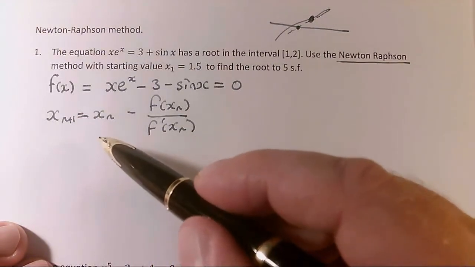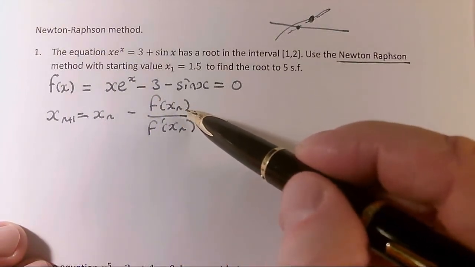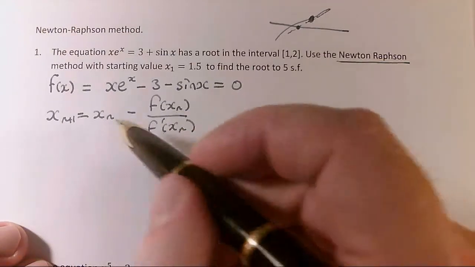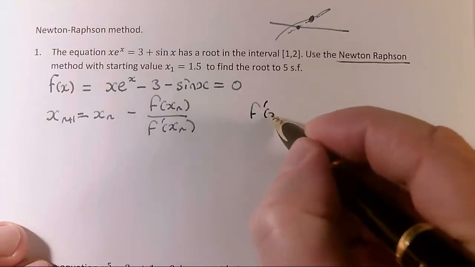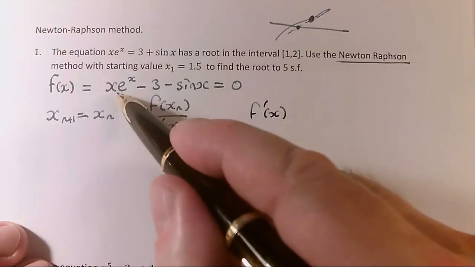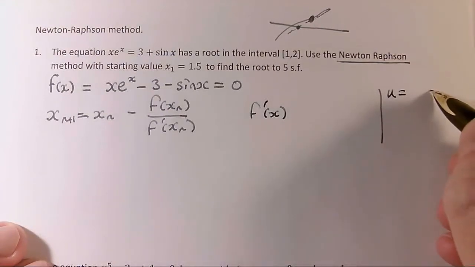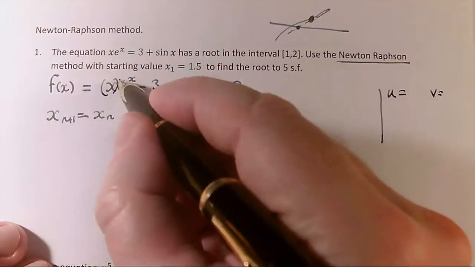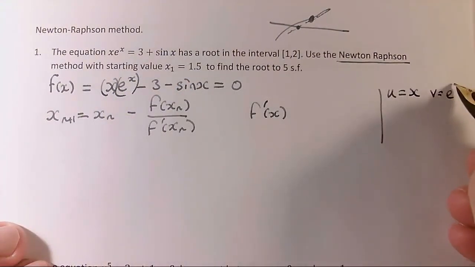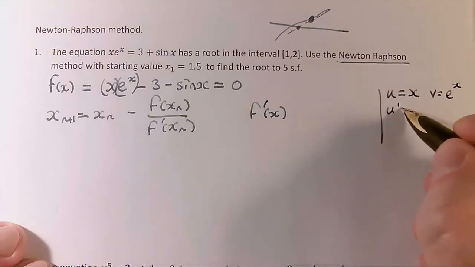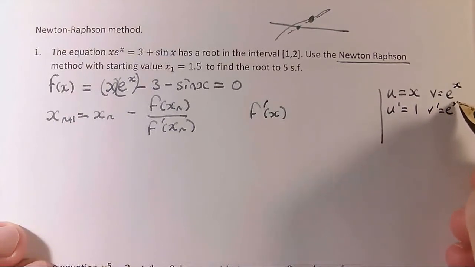So I've got x, that's not going to be a problem. I've got f of x, or f of x n, that's not going to be a problem. F dashed I need to work out. So I've got f of x is this thing here. So f dashed of x, I just differentiate what I see. Oh, x e to the x is going to require a product rule. So I've got a u equals and a v equals, because it's an x times an e to the x. So u is going to be x, v is going to be e to the x, u dashed is going to be 1, v dashed is going to be e to the x.